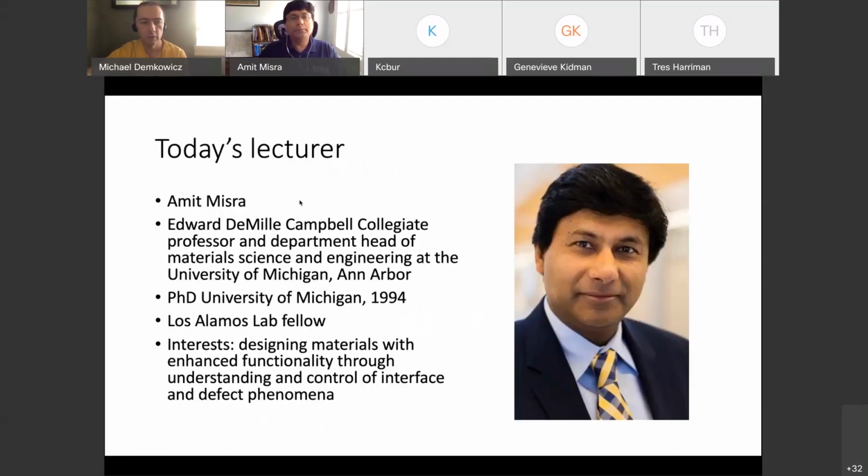Amit is the Edward DeMille Campbell Collegiate Professor and also the Department Head of Materials Science and Engineering at the University of Michigan at Ann Arbor. He received his PhD from that same University of Michigan in 1994 and then worked at Los Alamos for a number of years, where he eventually became a Los Alamos Lab Fellow, which is a major distinction because there are only a handful of those for the entire lab. His interests are in designing materials with enhanced functionality through understanding and control of interface and defect phenomena. So with that, Amit, I hand it over to you.